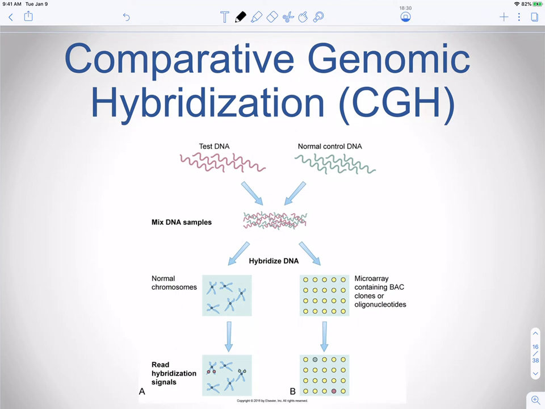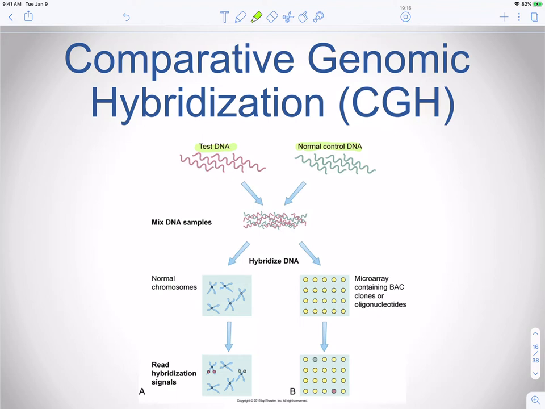Now another technique is called comparative genomic hybridization, CGH. And in this case, you are labeling DNA from a test source as well as from a control source. So you have a test or patient DNA, and then you always have to have normal or control DNA. And then you're going to use these to hybridize together. So you mix the DNA samples together and you hybridize them. You're going to label them differently, so they're going to be labeled with different colors. For example, over here it shows the normal is sort of a greenish, and the other is sort of a pinkish.